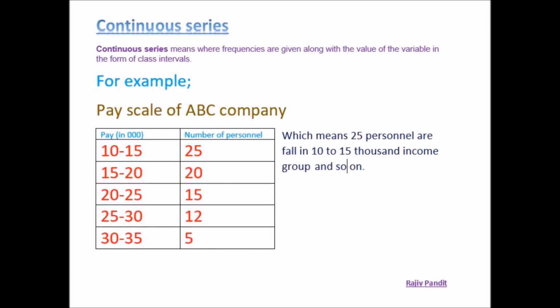Continuous series. Continuous series means frequencies are given along with the values of the variable in the form of class intervals. For example, the pay scale of company ABC is as follows. Here, it means 25 personnel fall in the 10 to 15,000 income group, and so on.